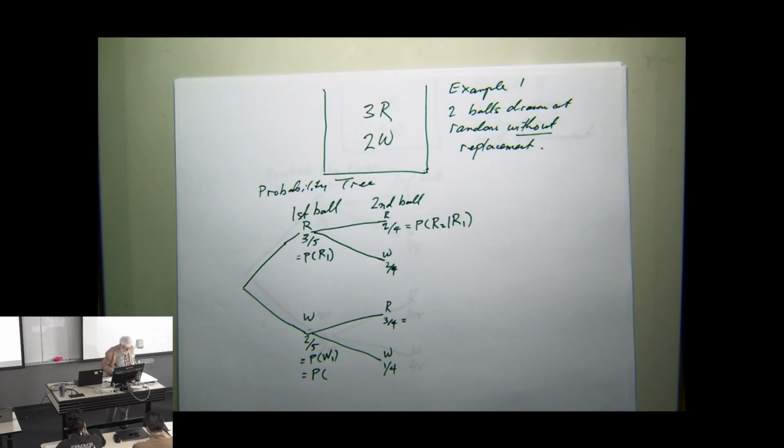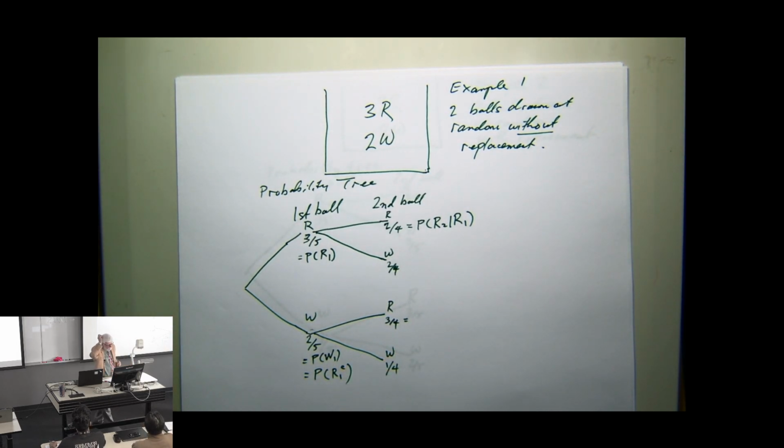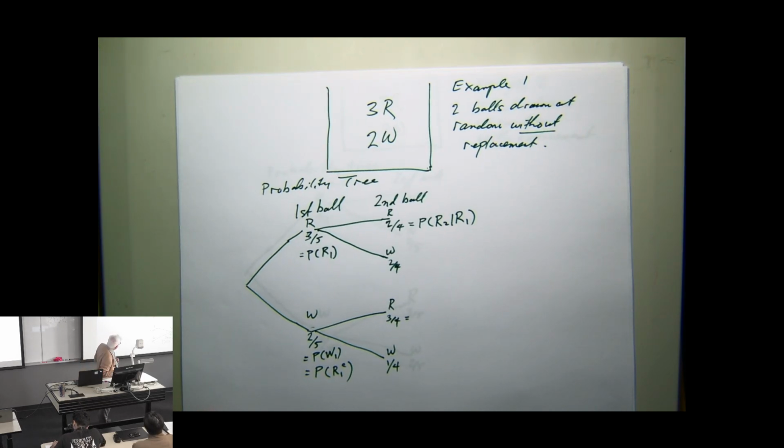Okay. So, I could also say that's the probability of not getting R1, so I could call that R1 complement, right? R1 complement.